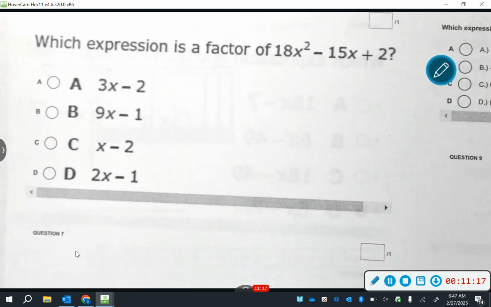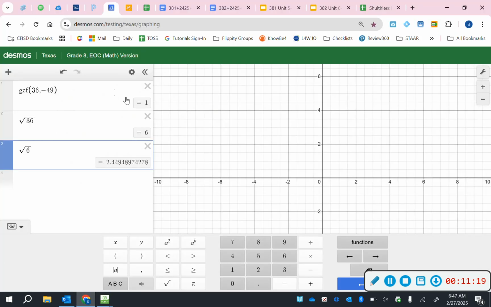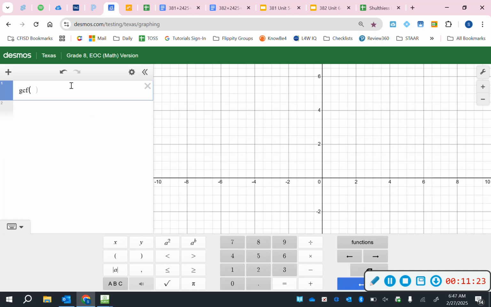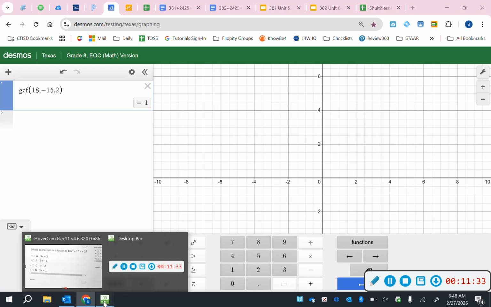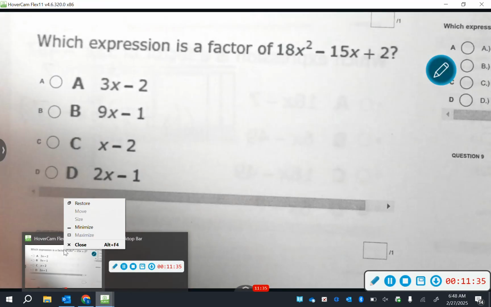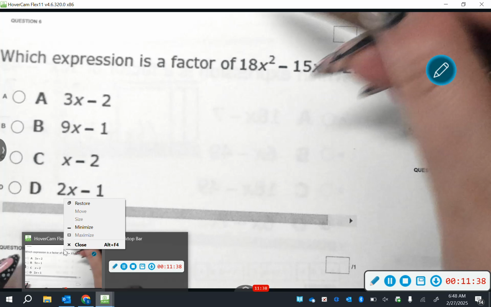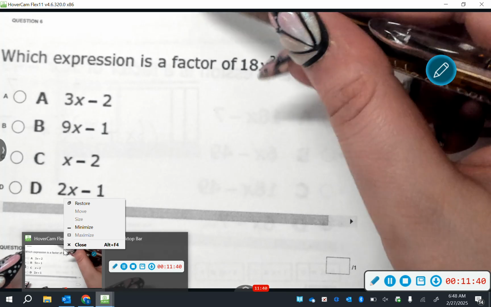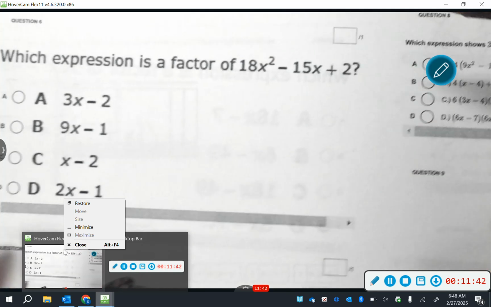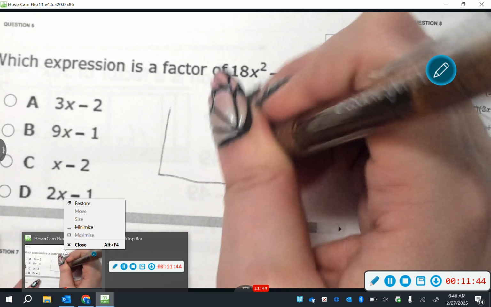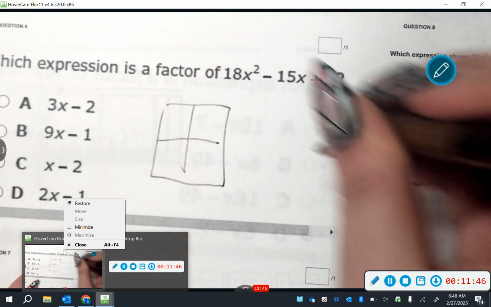Scooting down, first thing we should always do is check for a GCF. So I got GCF 18, -15, and 2. Wait, it says my GCF is 1, which means there is no GCF. So we can go about factoring this. It's not a dots. This is not PST. 18 and 2 are both not perfect squares. We're going to have to box this one.